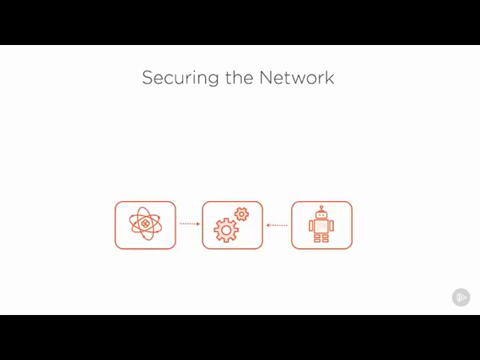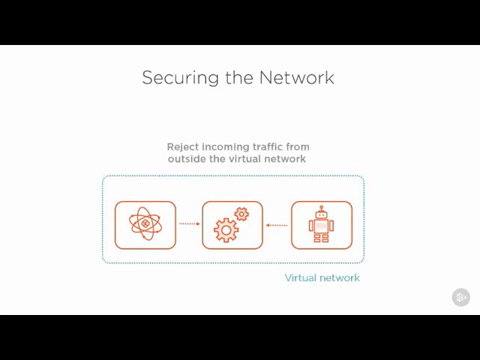Another important form of defense is to make use of networking features such as firewalls, IP whitelisting, and virtual networks to secure your microservices. In this diagram, we can see three microservices communicating with each other. And if we can place them inside a virtual network, then we have the ability to reject any incoming traffic from outside the virtual network and only allow them to communicate with each other.